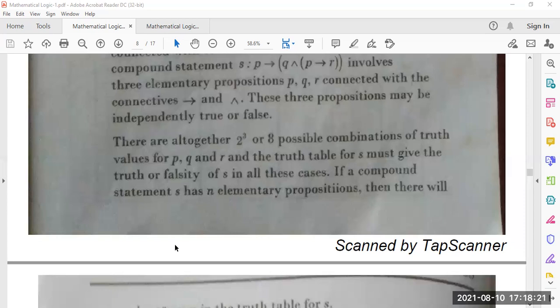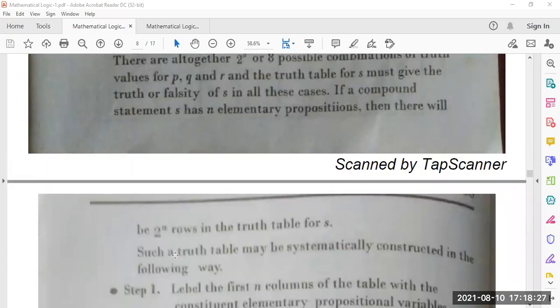If a compound statement S has n elementary propositions, then there will be 2 to the power n rows in the truth table for S. Here n means the number of the propositions.